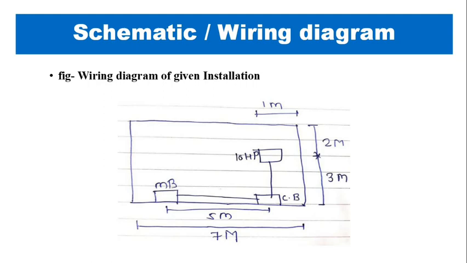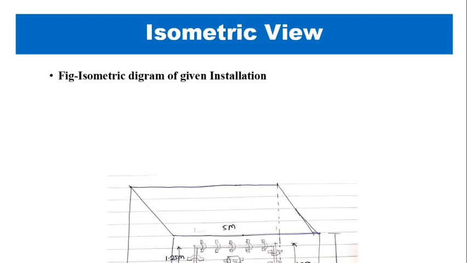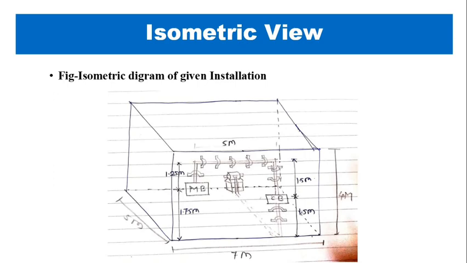Now we will draw the isometric drawing for this installation. As here only one motor is there, for your clarity I have drawn here the isometric drawing. So you can see the isometric drawing. Then we will see the isometric drawing with assumptions.